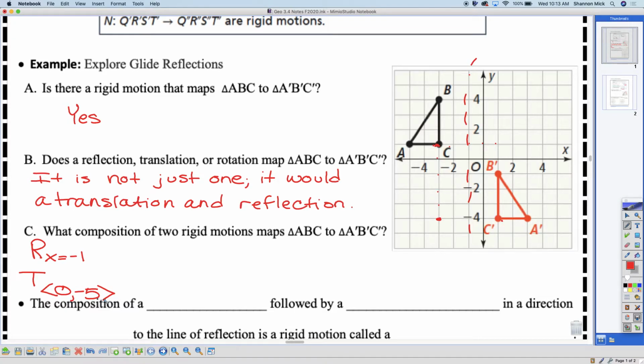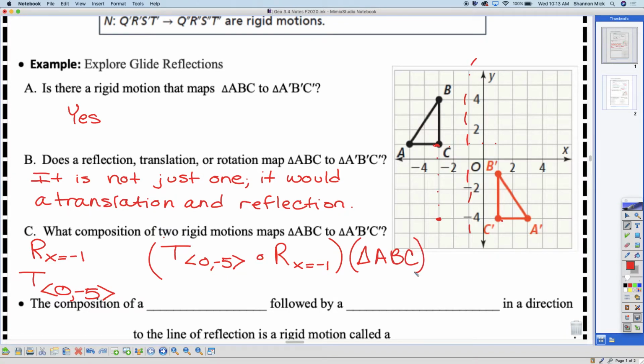Okay. So I have 2 motions that happen there. Now I have to write it as a composition. And so we have T of 0, -5, composed with R of Y. What's wrong with that? It needs to be an X. It needs to be X, not Y, right? X equals -1. What is the shape that we're moving? A triangle. A, B, C.